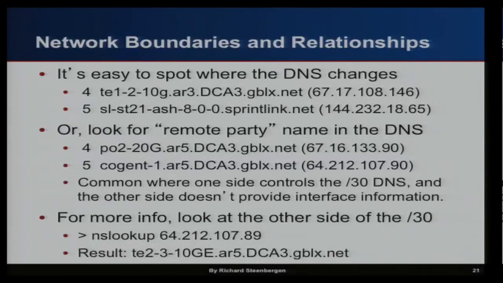And then the other thing you want to do is look up the other side of the /30. So you do a Traceroute, you see hop 5 here, and you say .90. I do simple bit math and know that that's .88/30, so the other side is .89. So do a reverse lookup on .89, and you can see that's the other side. That's the Global Crossing interface on AR5, which matches up with the ingress interface that you see on hop 4.